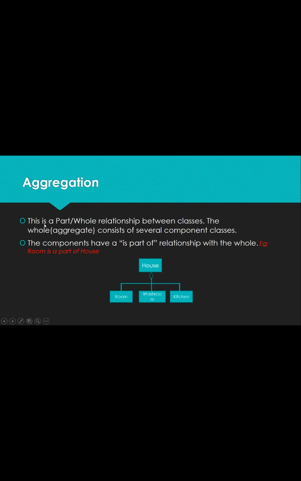So then aggregation. This is a whole relationship between classes. The whole aggregation consists of several component classes. The components have each part of relationship with the whole. Room is a part of house.